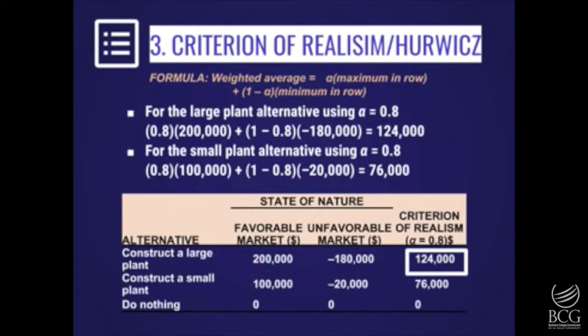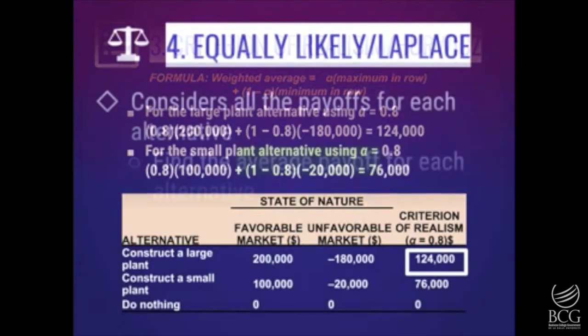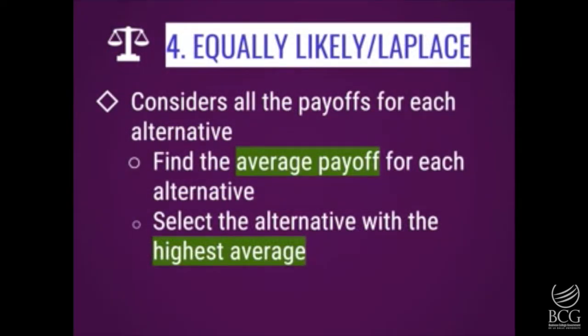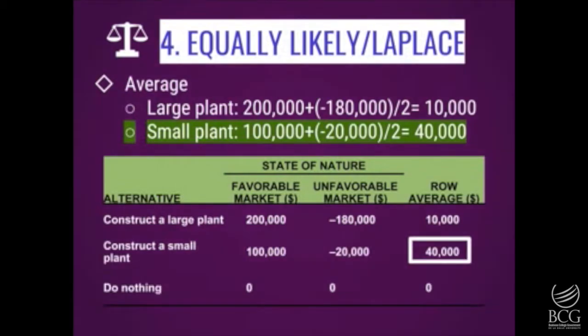Next, we have the equally likely or Laplace. It considers all the payoffs for each alternative. In order to make a decision, first, we find the average payoff for each alternative by getting the average. For the large plant, the average is $10,000. For the small plant, the average is $40,000. And finally, for do nothing, the average is 0. After which, we choose the alternative with the highest average, which is to build a small plant, as our decision.